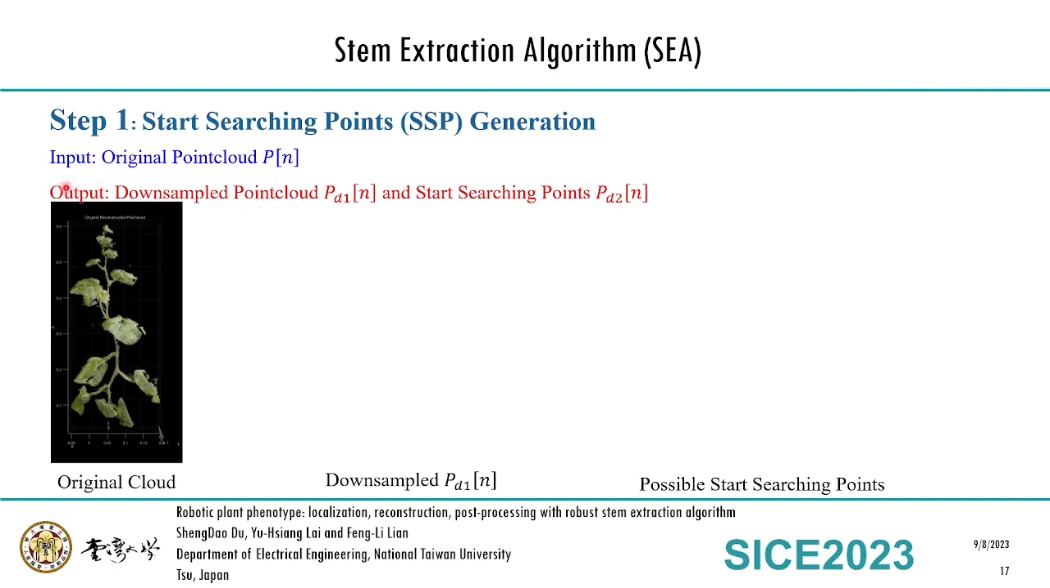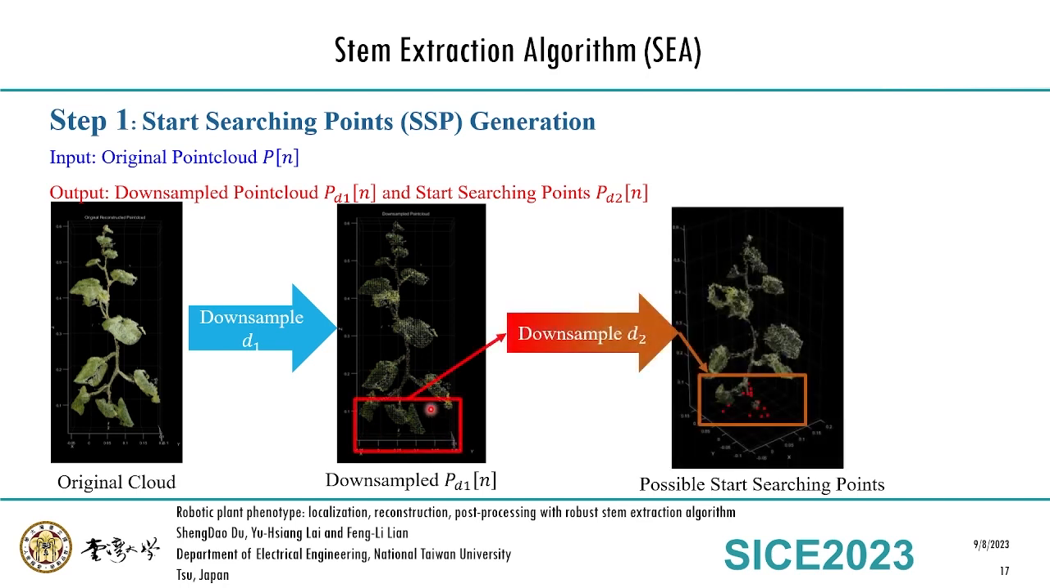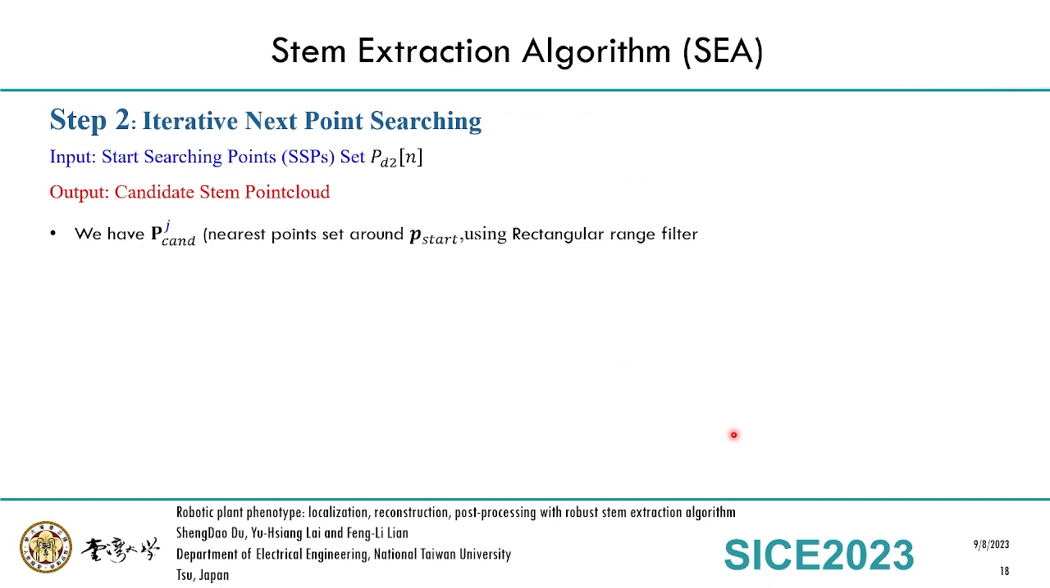To avoid unnecessary computational cost, we first downsample the original cloud. And then we use the bottom part of the downsampled cloud and downsample this cloud again to generate some starting searching points. The red points are starting searching points. After that, the iterative next starting point searching.